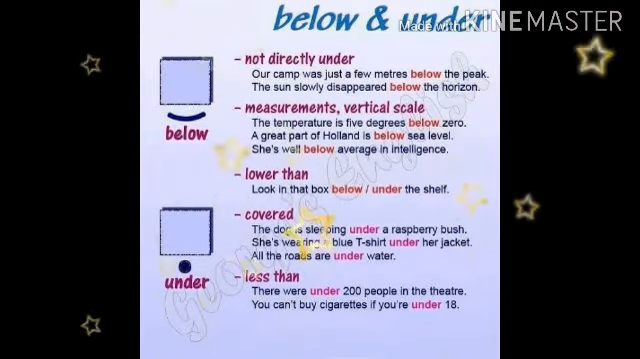Students, now we have a detailed description of below and under. Below is something which is not directly or vertically under the other thing. For example, our camp was just a few meters below the peak. That means it was not directly or vertically under that peak. Now it can also be used for measurements or scale. The temperature is 5 degrees below zero. A great plant is below sea level. She is well below average in intelligence.